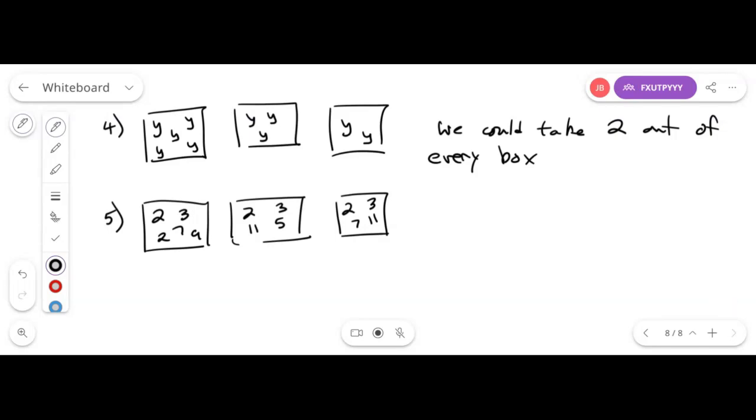I have a box that has a 2, a 3, a 7, another 2, and a 9. The second box has a 2, a 3, an 11, and a 5. And the third box has a 2, a 3, a 7, and 11. I have to take the same numbers out of all three boxes.